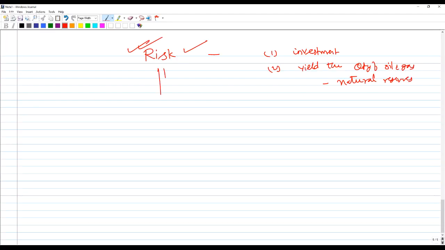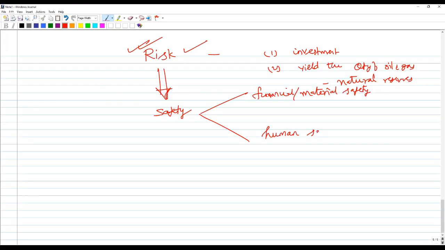Whenever there is a risk involved, there is always a concern of safety. Here we talk about two kinds of safety. One is financial or material safety. Whatever you have invested, are you going to get this back? Second is human safety. Now, why can this be a very important concern in offshore structures? Let's ask a question. Why is human safety a concern?